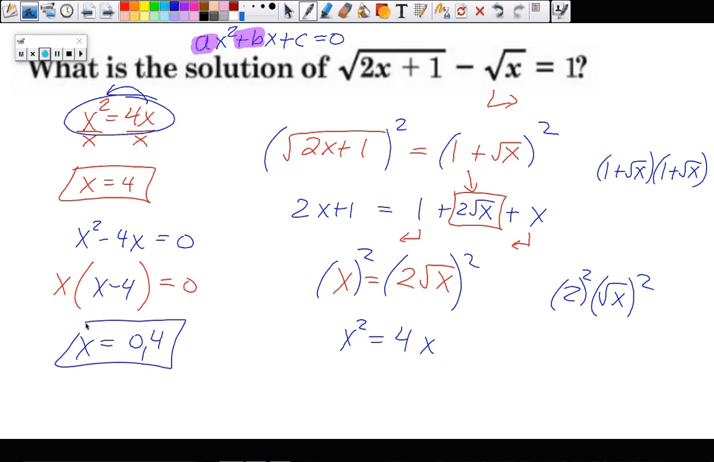If I plugged in 0, I get 1 minus 0 is 1. 0 works. If I plugged in 4, I get 3 minus 2. 4 works as well. You with me? So they both ended up working. No extraneous. And the reason why is I have just one function on the left. You know what I mean? If I would have moved it over to the right, I have a square root on the right, I have a square root on the left. The domains of their default parent functions are still going to match up.